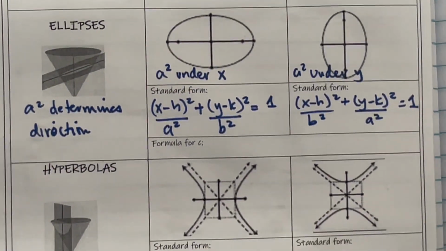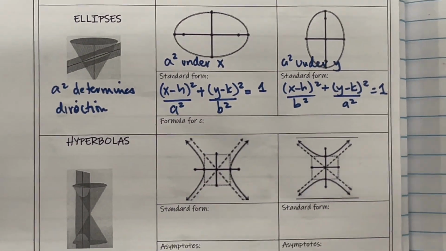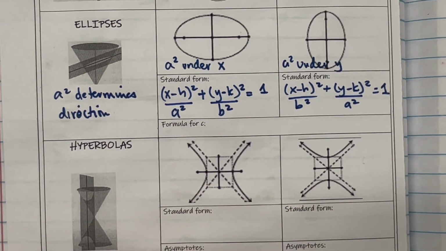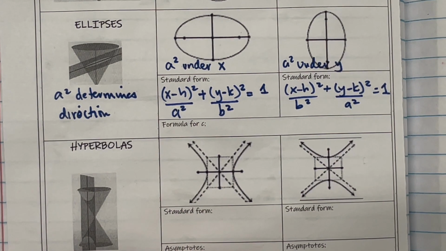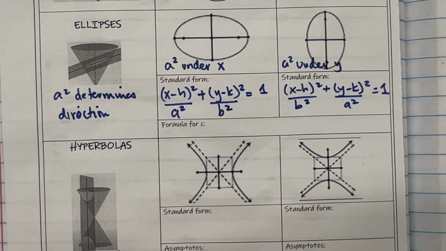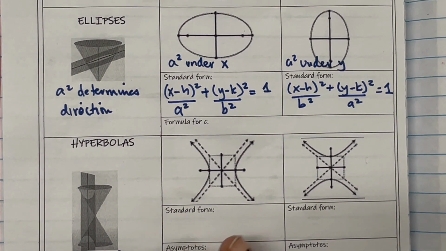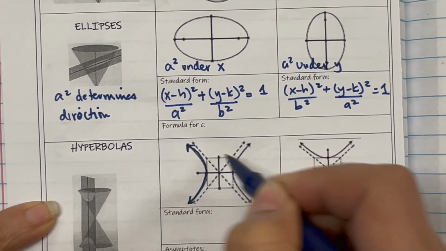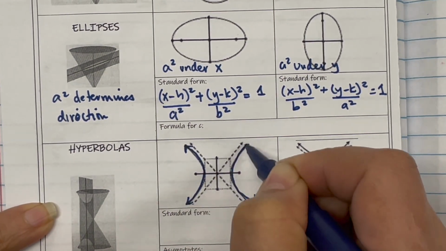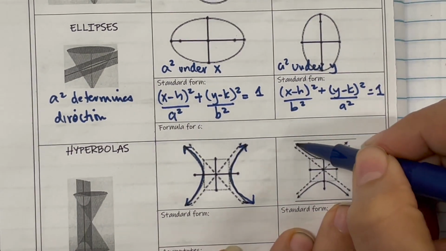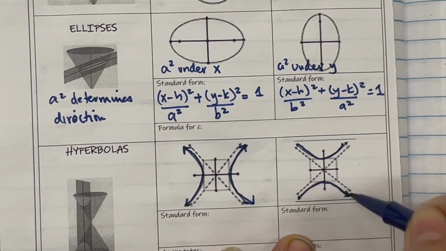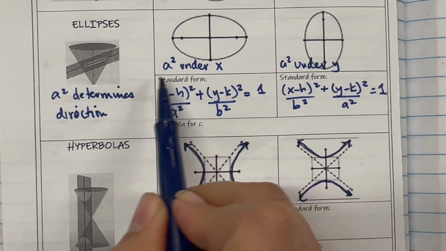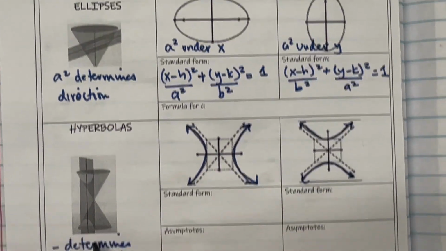Now, the reason I emphasize that is when I come to hyperbolas, it's very similar to ellipses. The only difference is the negative determines the direction. Okay, so again, just like an ellipse, you have horizontal, and if you look right here, if it's opening to the left and to the right, that's horizontal. If it's opening up or down, that's vertical, right? So the difference being a squared no longer tells me direction, the negative does.